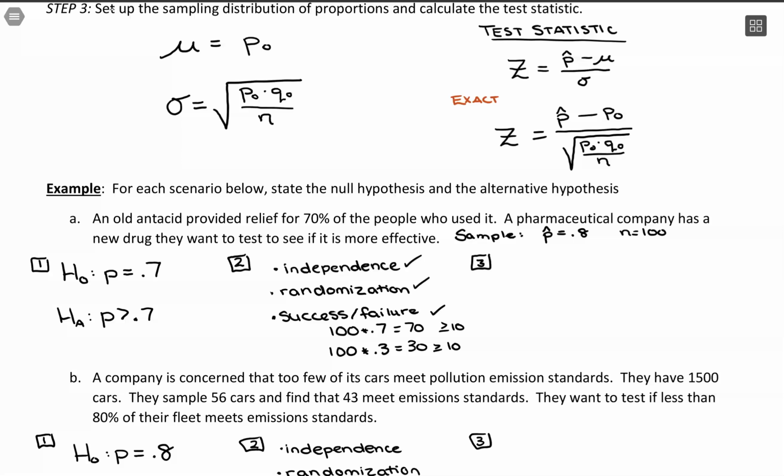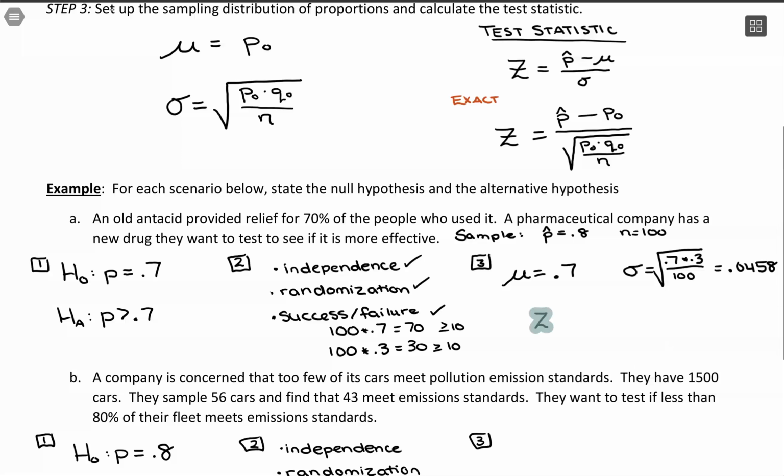Now in step 3, we'll set up our mean and standard deviation. For the mean, you just copy what's in your null hypothesis, which in this case would be 0.7. For standard deviation, we're going to take the square root, 0.7 times 0.3 over our sample size of 100. And plugging that into the calculator, that should be 0.0458.